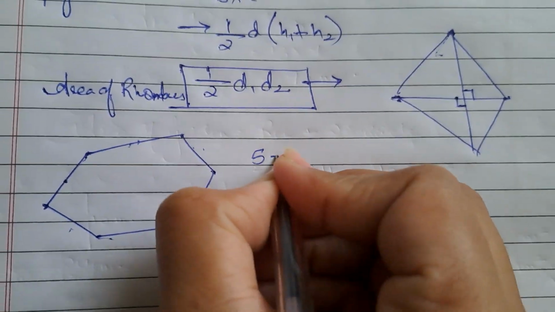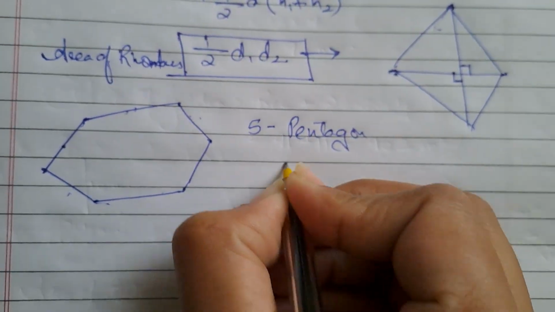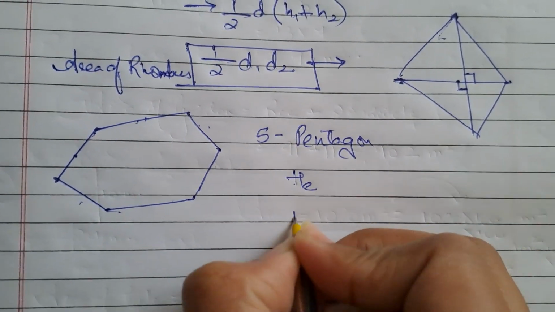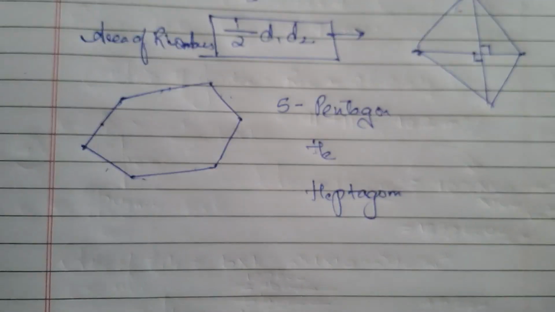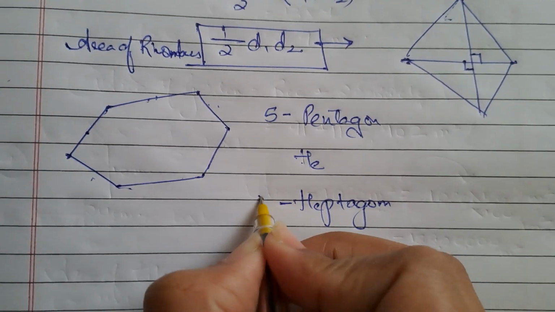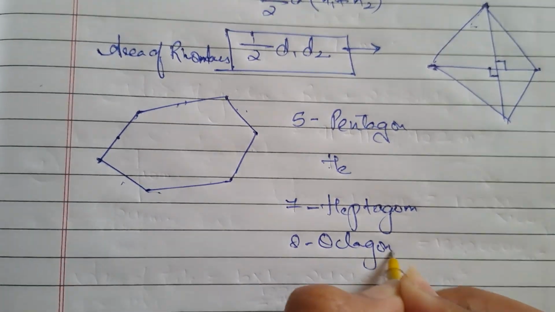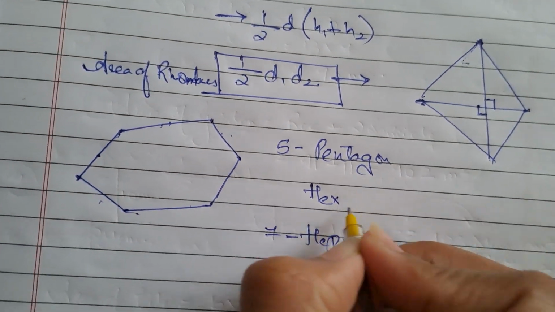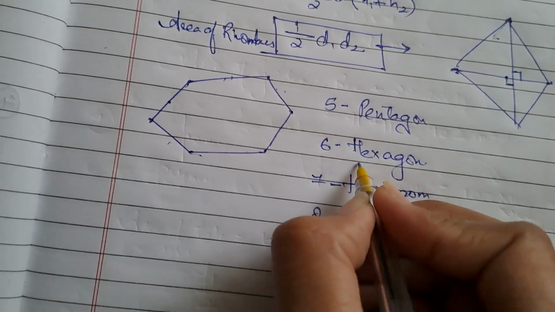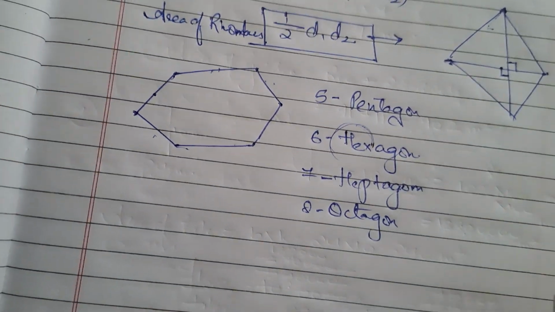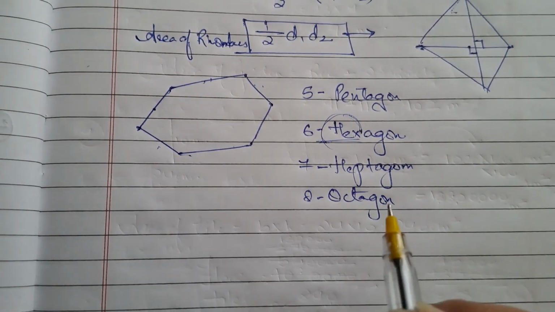So 5 sides is called a pentagon. Heptagon is actually for 7. 8 is octagon. And then we have 6, which is hexagon. So a 6-sided figure is called a hexagon. If you might have heard in your computer studies, it's hexadecimal, hexagon.